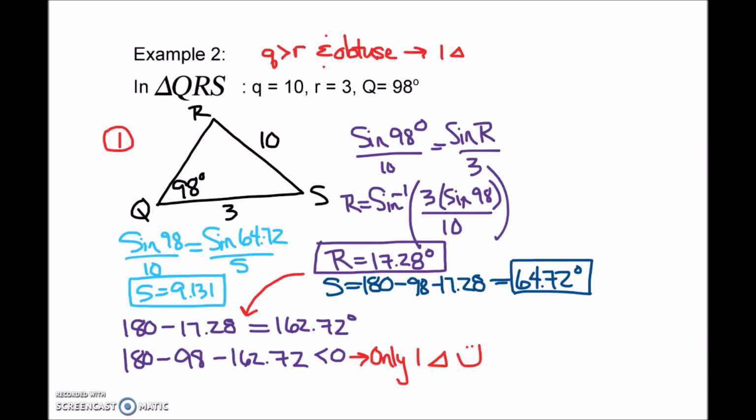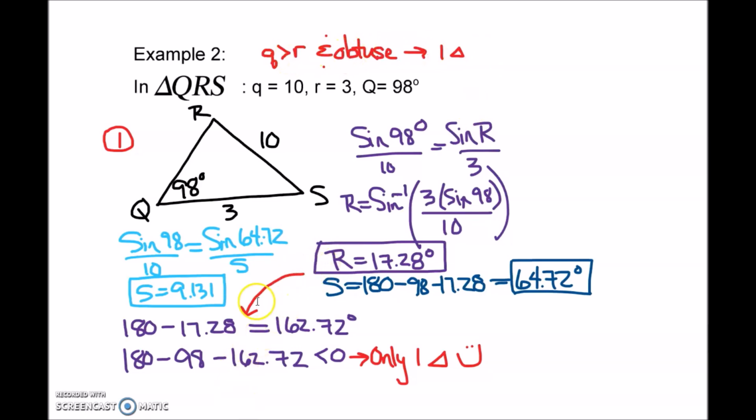So how did you do? You should get only one triangle here. Even though I drew the triangle, like I typically do, that's an acute triangle, since we have an angle here that we were given that's greater than 90 degrees, remember that since A is greater than B, or in this case, Q is greater than R, and it's an obtuse triangle, I know I'm only going to get one triangle.